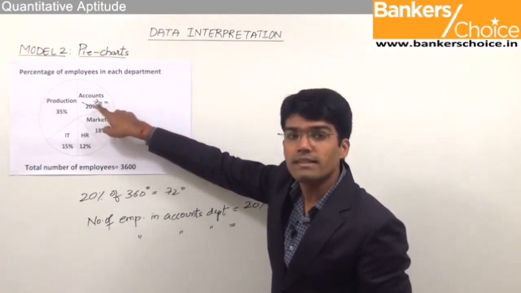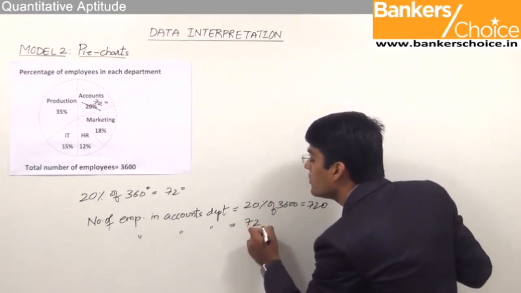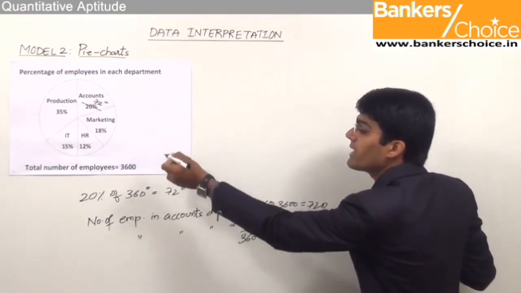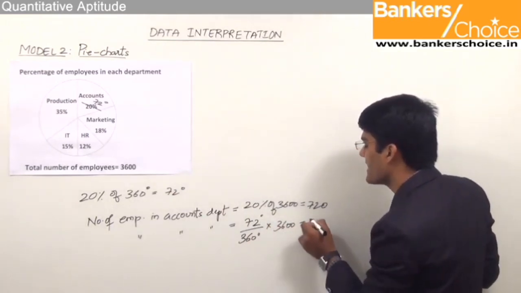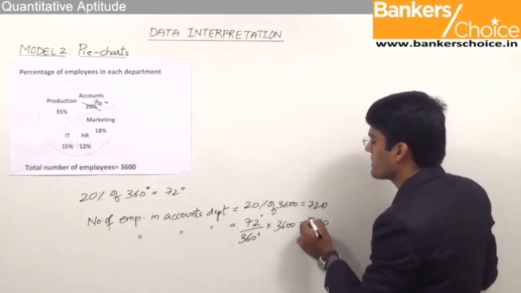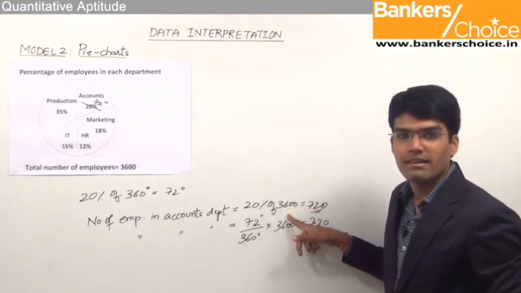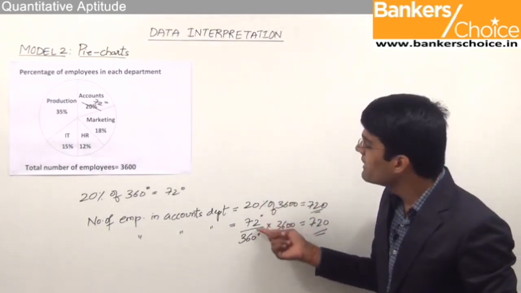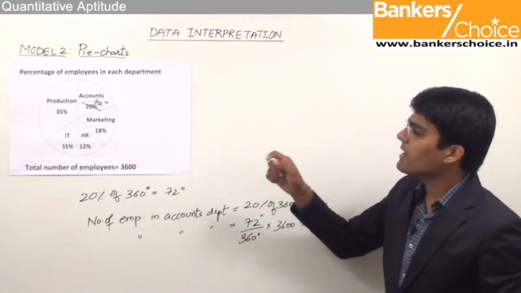Now 72 degrees out of total 360 degrees. So here it should be taken as 72 out of 360. Remember, both are in degrees, into the total employees 3600. Again, upon simplification here we get the answer as 720 employees. So if it is in percentages, we take 20% of 3600. Understand, 20% is 20 out of 100. So similarly, 72 degrees is out of total 360 degrees. Likewise for other departments also.